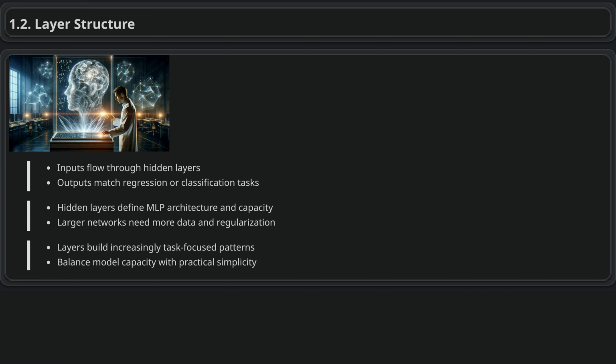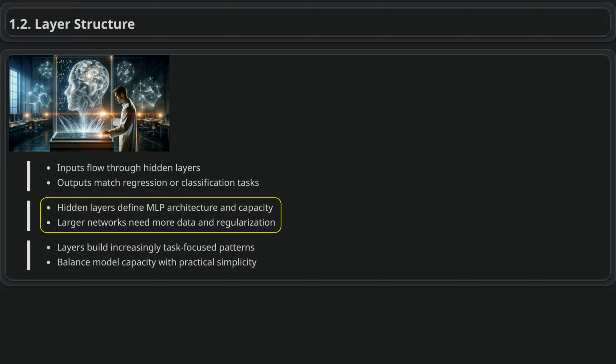Layer structure. A multi-layer perceptron sends input features through hidden layers, where units combine them with learned weights and transformations. The output layer then produces the prediction, such as a numeric value for regression or a class for classification. This layered structure helps the model learn complex patterns in data.